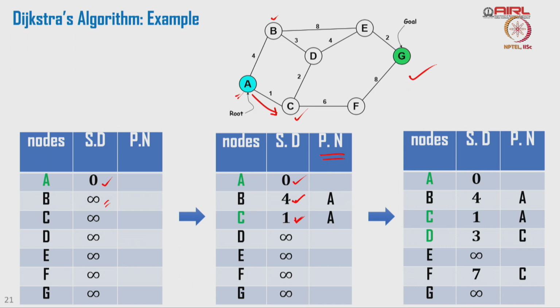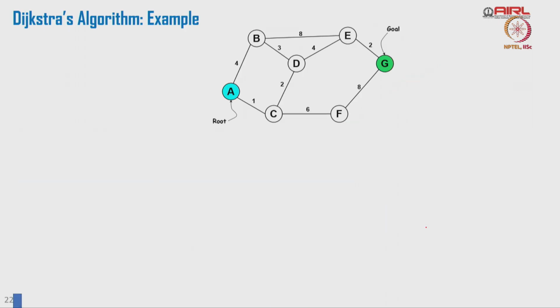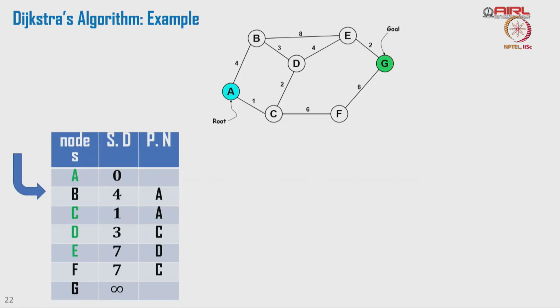Okay. Now, it comes to C. After it comes to C, there are two paths, one is to go to D, another is to go to F. If it goes to D, the path cost is 3, if it goes to F, it is 7. So, which is better? D. So, D becomes green. Now, from D it can go to B, but it has already rejected B and come to C. So, from D what it can do is go to E.